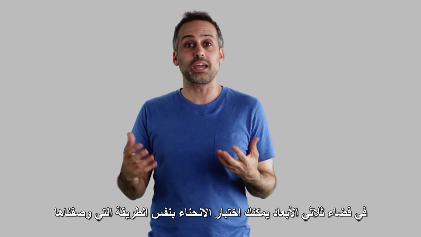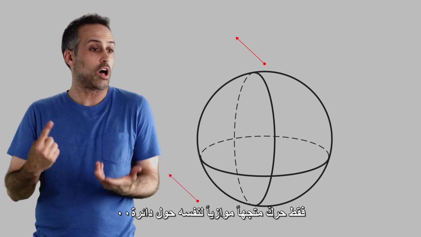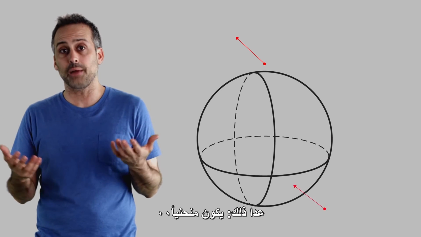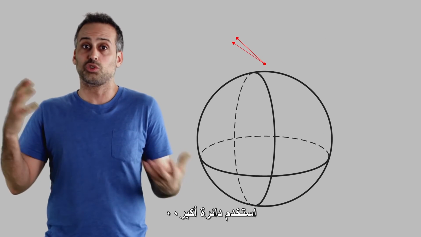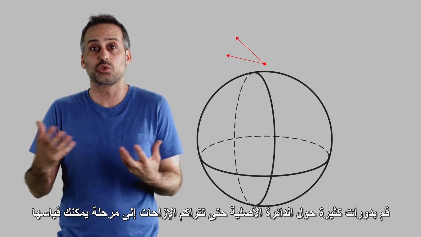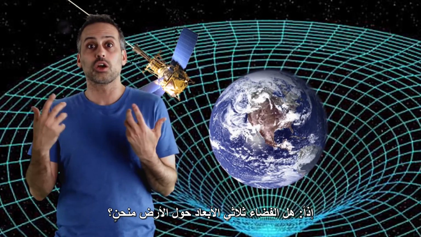Now in a 3-dimensional space, you can test curvature the same way we've been describing. Just move a vector parallel to itself around a circle. If you end up with the same vector you started with, the space is flat. If not, it's curved. If you think that the vector may have shifted by less than you can measure, just use a bigger circle, or do lots of loops around the original circle until the shifts accumulate to a level that you can measure. So, is the 3-dimensional space around Earth curved?